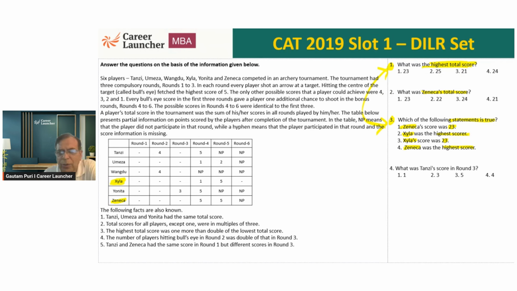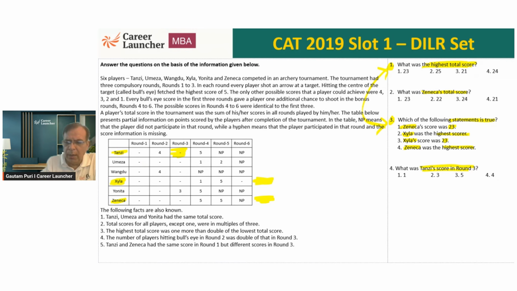Okay. And then question 4, what is Tanzi's score in round 3? So तीसरा important इंसान Tanzi है जिसका round 3 चाहिए. Okay. So for me, what is important is I need to find the total score of Zenika. I need to find Zyla also. Why Zyla? Because question 3, either Zyla or Zenika has 23, or either Zyla or Zenika is the highest scorer. I also need the highest total score, and I need to know Tanzi का. तो भैया ये मेरे को question ने बता दिया क्या मुझे काम करना है. So my focus should be to fill up these things.